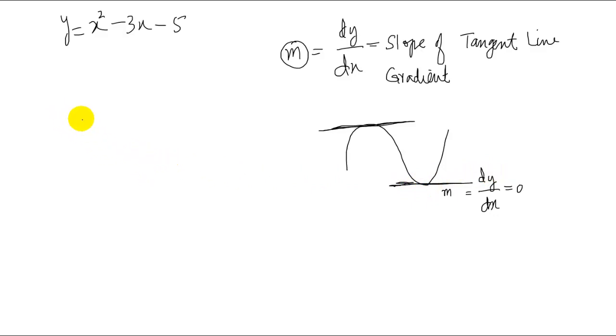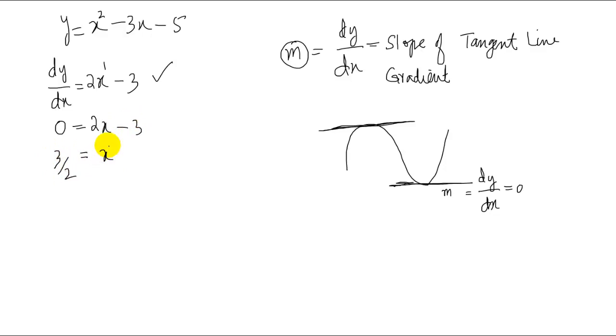First we have to find the derivative. So dy over dx is 2x minus 3. The power will come down and we subtract 1 from the power. This is the derivative. Because we have to find the turning point, we put the derivative equal to 0. This is a linear equation, and the answer is 3 over 2. So this is the x coordinate of the turning point.